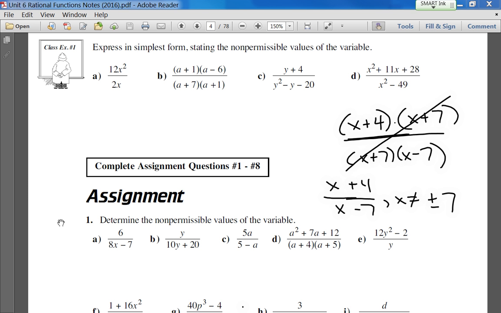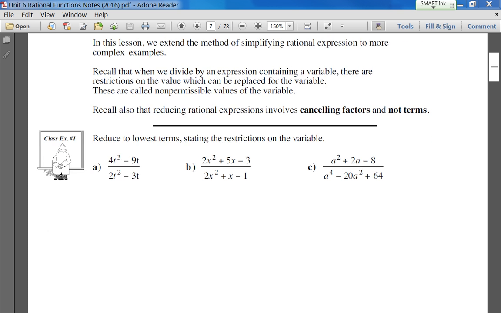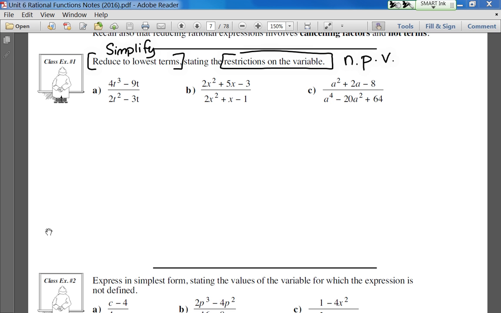Okay, so I'll let you guys try for a bit, and then we'll do lesson 2 in like 15 minutes. Okay, lesson 2. So similar stuff, and it's all similar stuff. So you're going to want to reduce to lowest terms. What's another word for reduce to lowest terms in one word? Okay, and then what's another word for restrictions on the variable? Say it. Non-permissible value, which means it's not allowed.